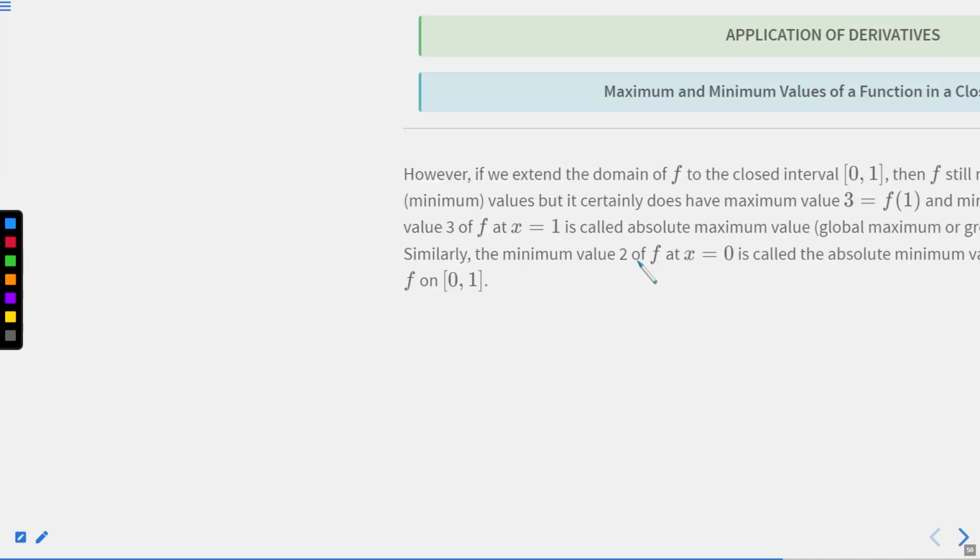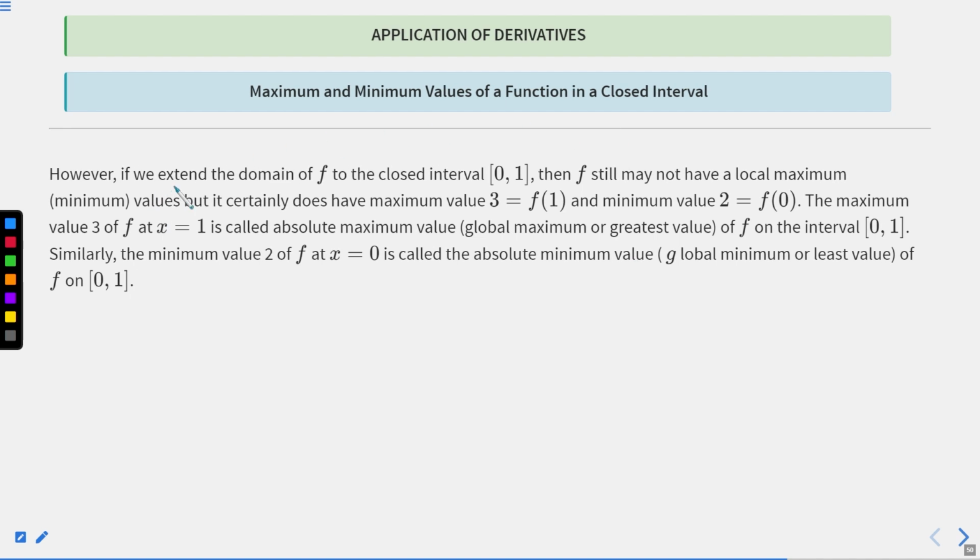However, if we extend the domain of f to the closed interval, then f still may not have a local maximum or minimum value, but it certainly does have a maximum value 3. As you can see, f of 1 is 3, and the minimum value will be f of 0, which is equal to 2.